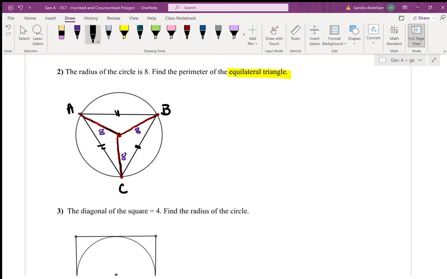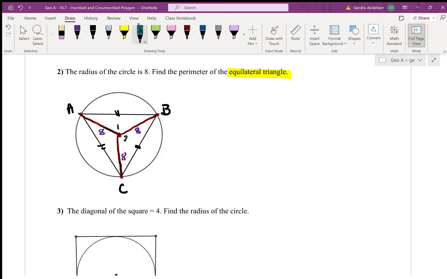Stay with me right now. Isn't AC a chord in reference to the circle? Isn't BC a chord in reference to the circle? And isn't AB a chord in reference to the circle? Now, I have all three chords that are congruent. We learned a theorem that I'm leading you to.